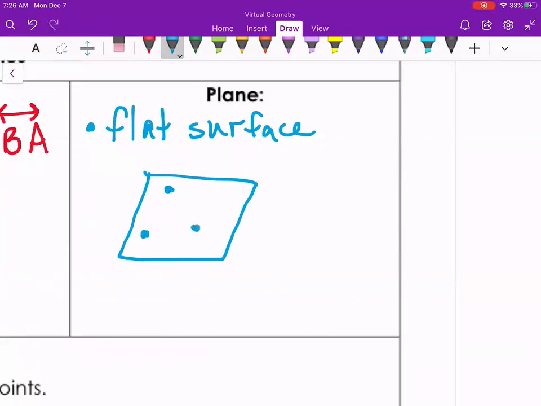Remember, we need 3 dots that do not line up. They have to be non-collinear to be able to name this plane. So let's say we have P, Q, and R. So we can call this plane PQR. We only need 3. There might be more dots on there, but again, minimum 3 as long as they don't line up.